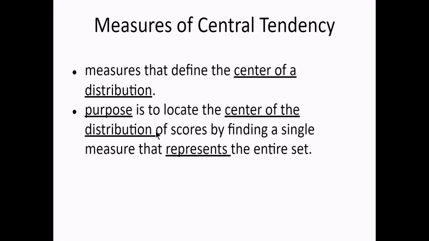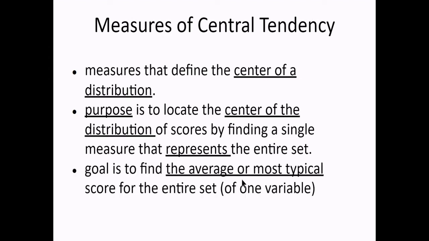Now, what's a measure of central tendency? Well, simply it's this. It's a statistical measure that defines the center of a distribution of data points across a range of cases, or if we're talking about the general social survey, how people may have answered on the question of do they support abortion, and how those answers are distributed across all respondents in the survey. The purpose of using a measure of central tendency is to locate the center of the distribution of scores by finding a single measure that represents the entire set, that tells a story, basically. So the goal is to find the average or most typical score for the entire set, just putting that differently.